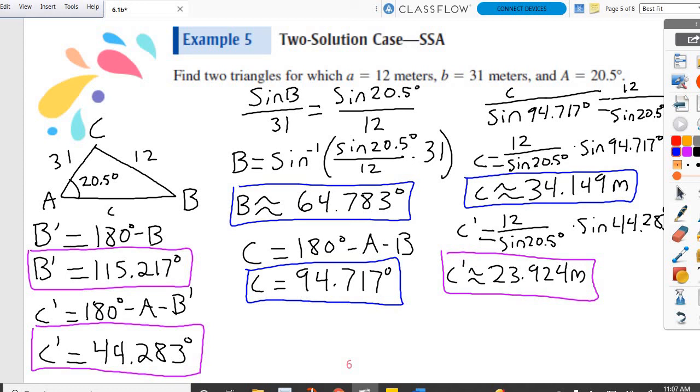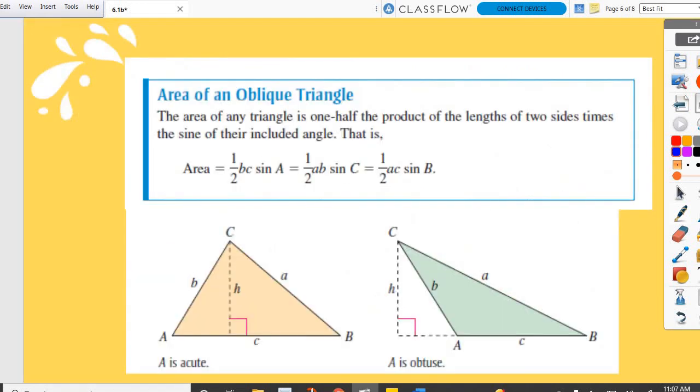Alright, so the last type of thing that we're going to cover is our area problems. So, what is the area formula that y'all know for triangles? 1/2 of base times height. Correct. What happens if we don't have height? Figure it out. Solve it. How do you figure it out?